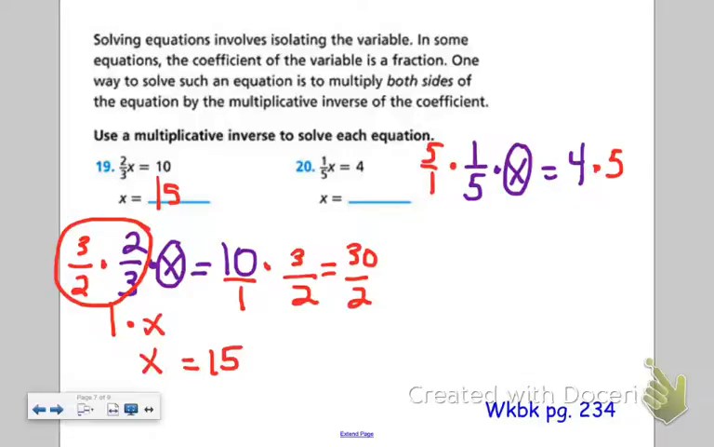Now, in this case, the reciprocal of 1/5 is 5/1, or even just 5 if you want to leave it that way. You don't have to put the 1 underneath. In this case, 5/1 times 1/5, that's going to give you 1. And 1 times x is, of course, x. So when you multiplied by the reciprocal, you got the multiplicative inverse of 1/5. And of course, their product is 1, and 1 times x is x. And on the right side, 4 times 5 is going to give you 20. So x is equal to 20. I know it seems like a lot, but basically you're just multiplying by the reciprocal on both sides.